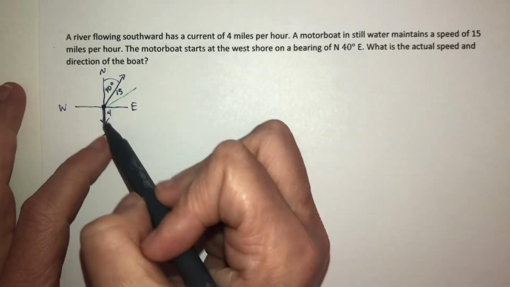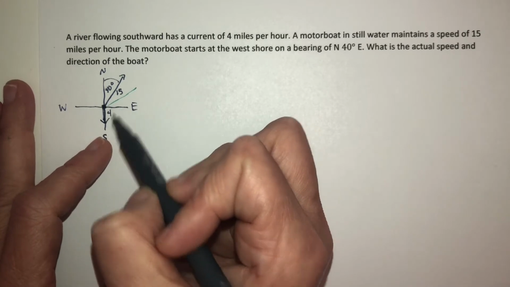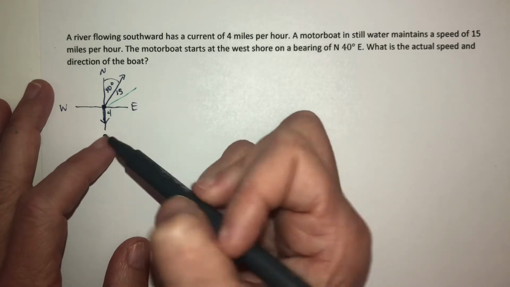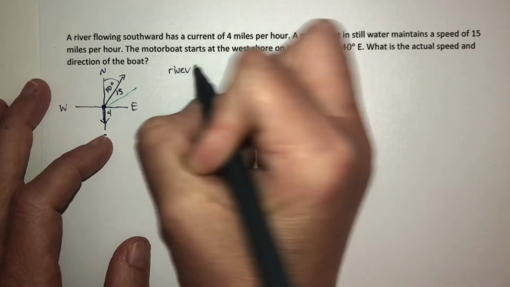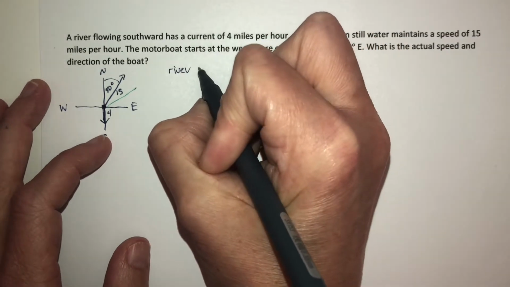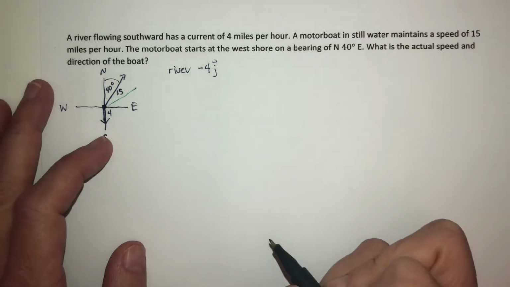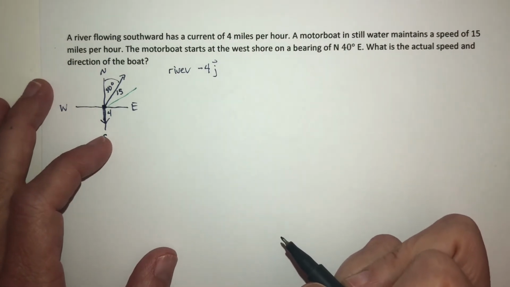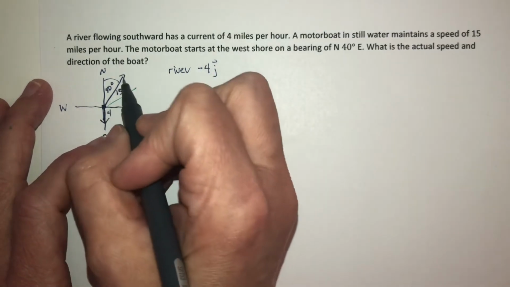I'm going due south, which means I have no i value. It's going south, so my j is going to be negative. So the river's vector is negative 4j. That one's pretty easy.